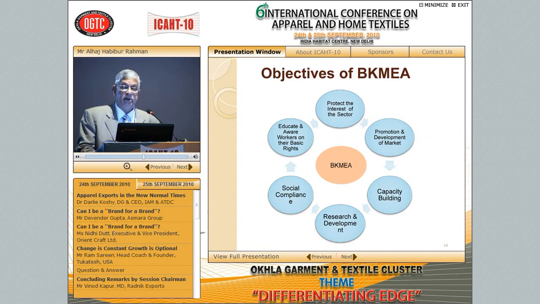Objective of BKMEA. Why we are working: to protect the interest of the sector, educate and make workers aware of their basic rights, promotion and development of market, social compliance, research and development, capacity building.